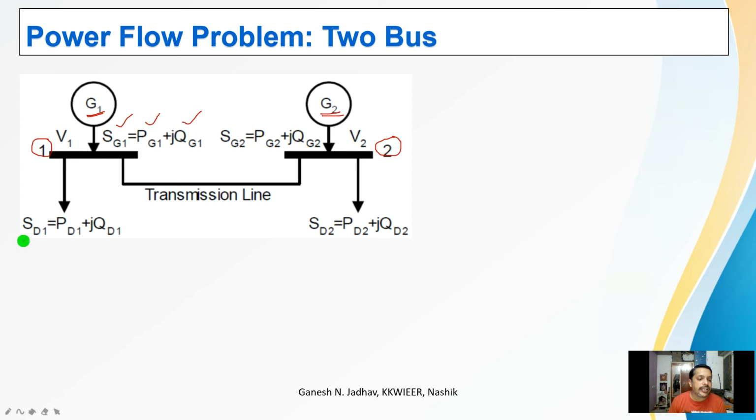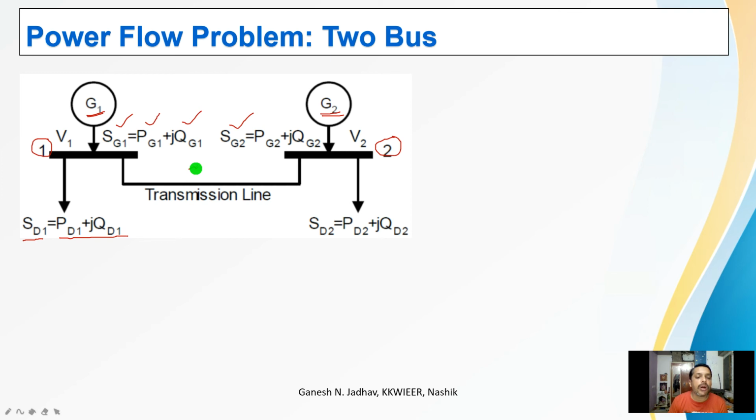The load which is connected, that is the demand of that bus, is SD1, which is nothing but PD1 plus jQD1, the active power and reactive power load at that bus. Similarly, at bus number 2, generator 2 is supplying SG2 as the apparent power, which is equal to PG2 plus jQG2, and the demand at this bus is SD2, equal to PD2 plus jQD2. And these two buses are connected through the transmission line.